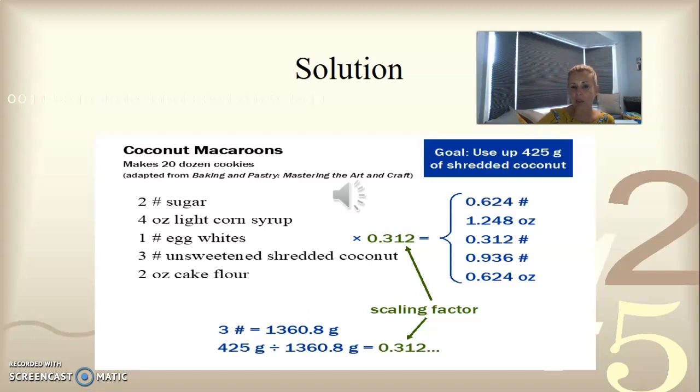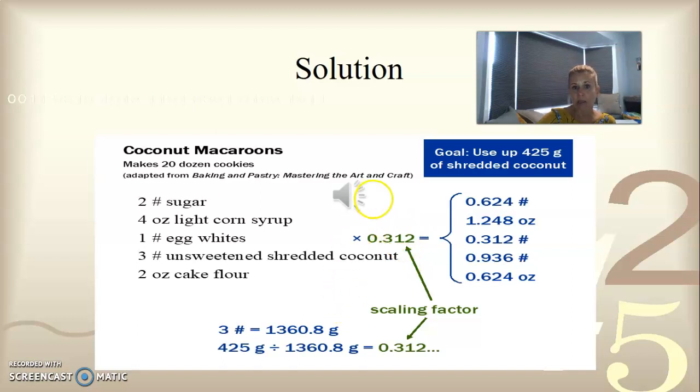Now our job is to plug it into the scaling factor formula. Scaling factor is the constrained ingredient, the amount you want to use, 425 grams, divided by the recipe quantity. And where, again, did we get this recipe quantity? Well, it was right here, 3 pounds, but we can't divide grams by pounds, so we converted 3 pounds to this many grams. When we do that, we get a scaling factor of 0.312.